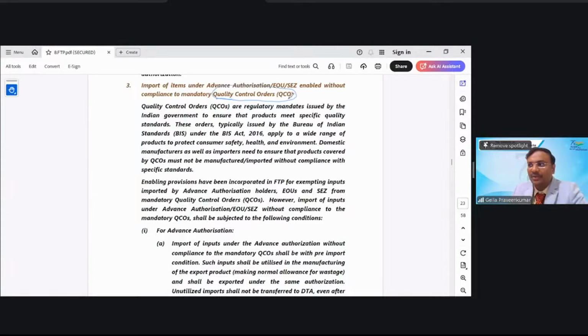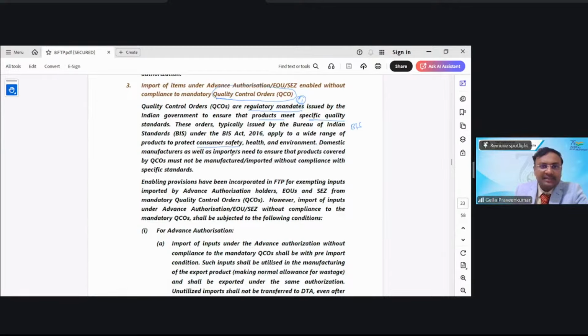Wait and watch for a 4 marks theory question. Reason, this has come for the first time from an examination point of view. Quality control orders are regulatory mandates. These regulatory mandates are issued by the Indian government to ensure that products meet specific quality standards. These orders, typically issued by BIS, Bureau of Indian Standards, apply to a wide range of products to protect consumer safety. Now, examination, consumer safety, health, environment. In general, you can elaborate.